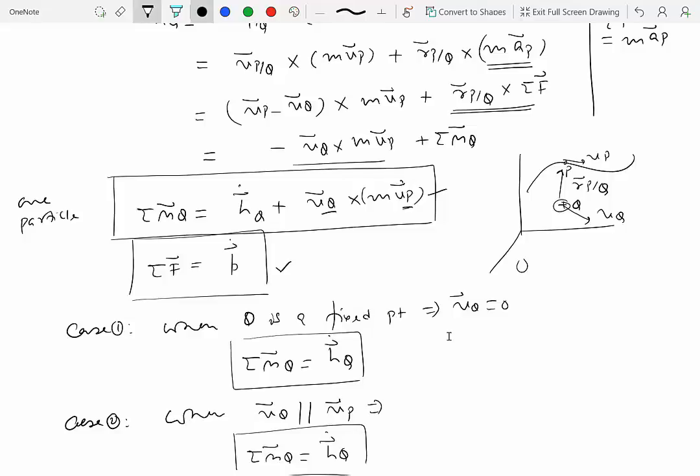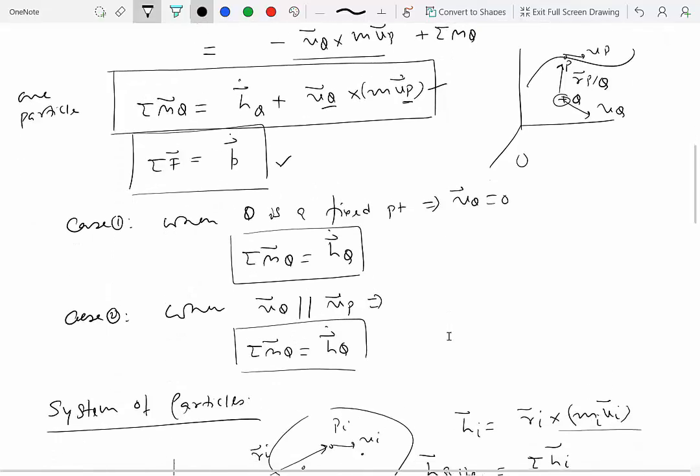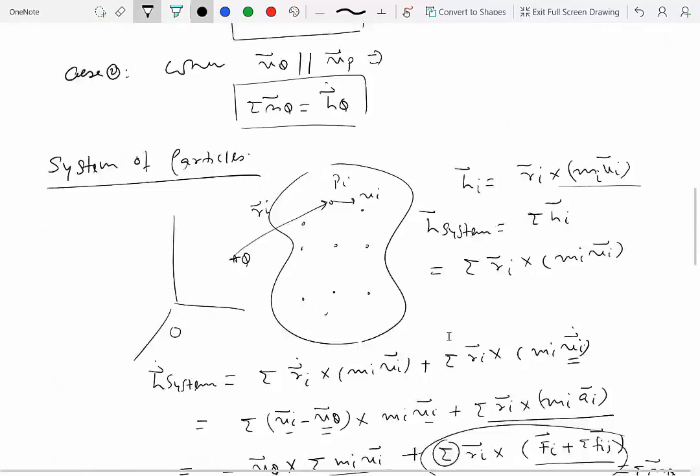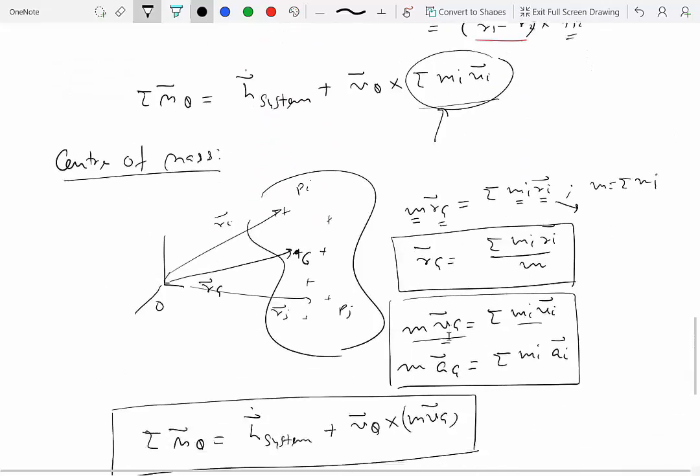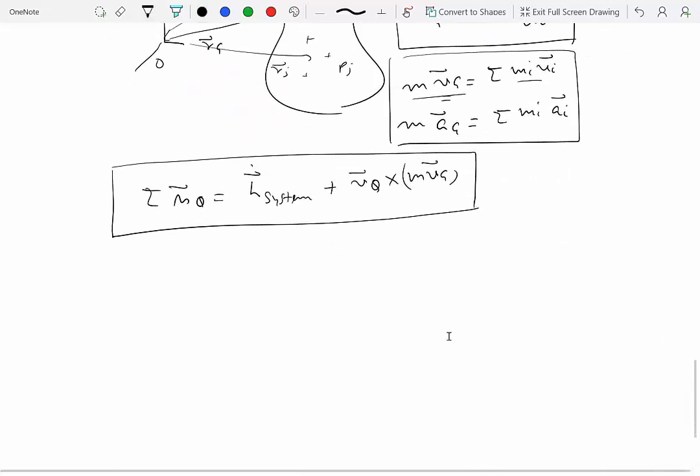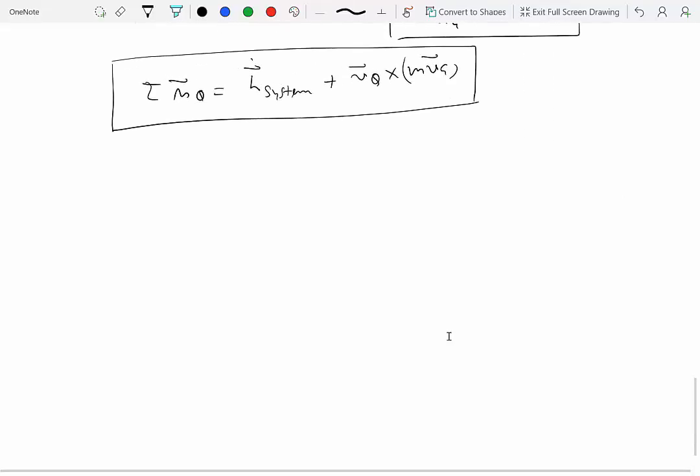So for one particle, the relationship was that the sum of the moments of the forces about point Q is equal to the rate of change of angular momentum about Q plus VQ cross MVP. Now, in our system of particles, we have the sum of the moments of all the external forces acting on the system equal to H dot of the system plus VQ cross, instead of MVP, now we have MVG, which is the velocity of the center of mass, right? So once we have this, again, we can talk about some special cases.